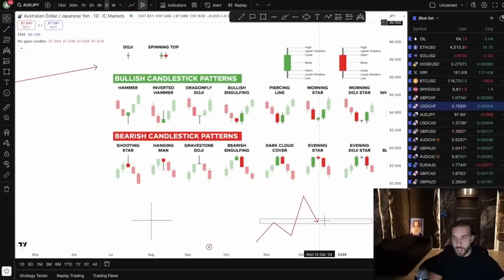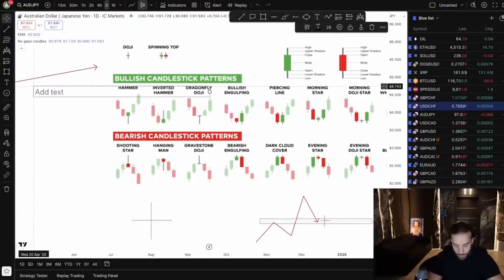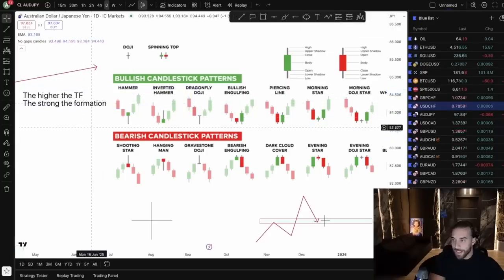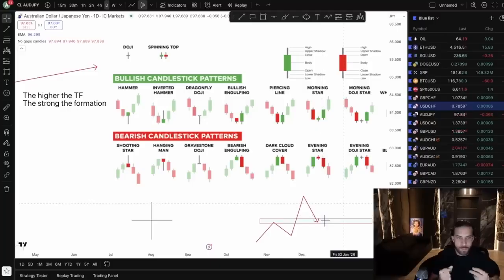Now remember, keynote for this, the higher the time frame, the stronger the formation. If you go down to the 1 minute time frame, you're going to get these formations that form every single minute. So if you're going to go to the 30-minute time frame, these formations happen every 30 minutes. Why? Because it moves a lot more. It's a lot more volatile. The probability of it happening is a lot easier.